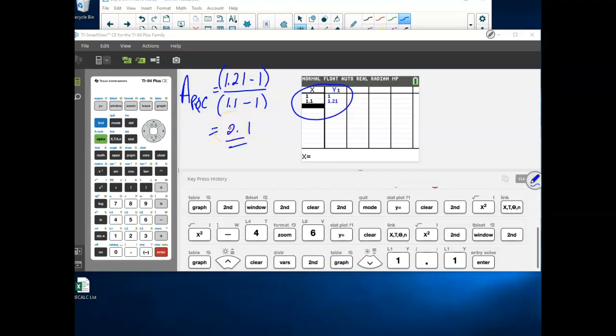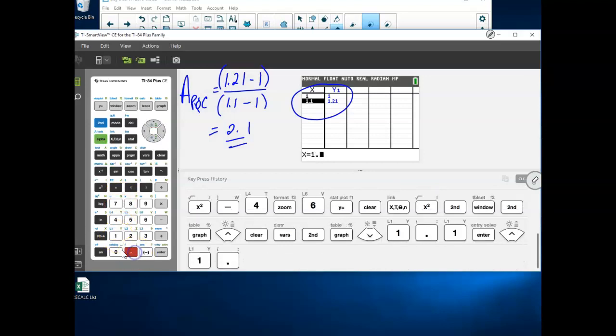Thank you. All right, we're going to do a similar style problem, except we are going to change the second x value to 1.01. All right, so that changes things, right? That changes our output.